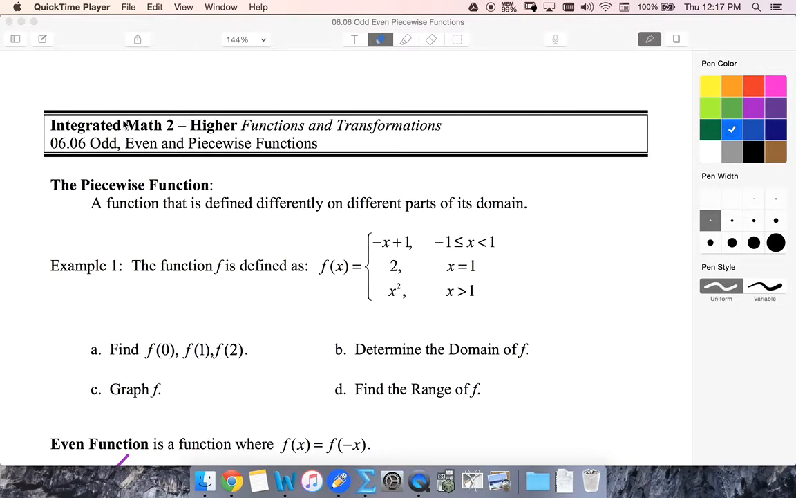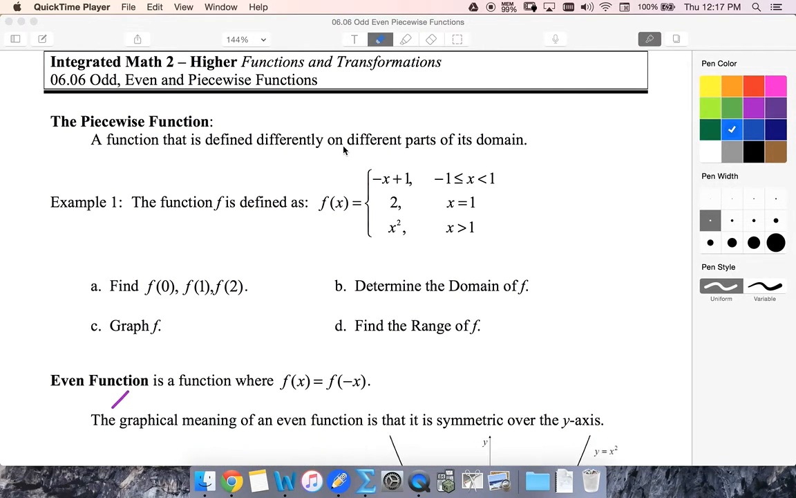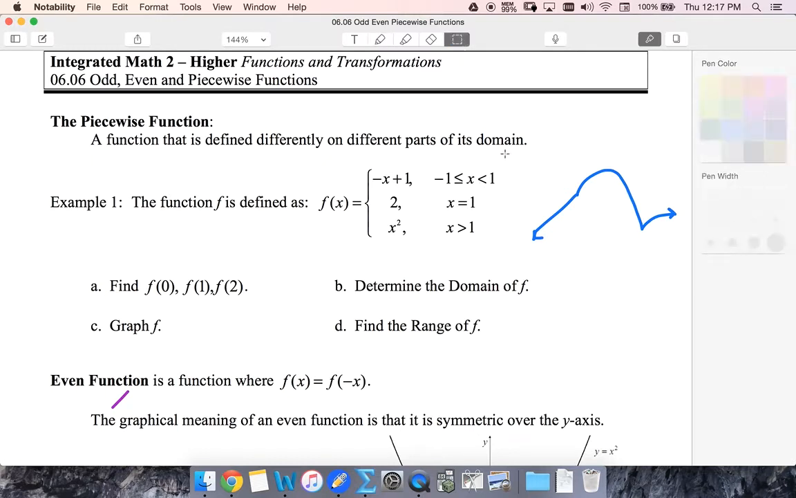All right, so now we're into 0.06, odd even piecewise functions. So piecewise functions, we've sort of looked at some pictures of these, but haven't formally defined them, and now we will. So piecewise functions are those that look different in different parts of the domain. So the examples we've seen of this have been things that look like maybe a line connected to a parabola, and then maybe the square root function. So that's the cool thing about piecewise functions. So let's look at them.